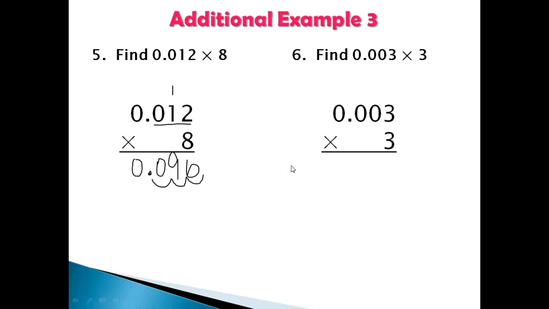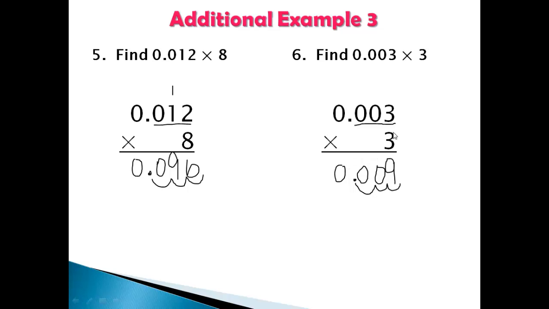Now for number 6, find 3 thousandths times 3. 3 times 3 is 9. I don't have anything left but zeros to multiply by, so I can go ahead and put my decimal point in. I need to move it over 3 places, so I'm going to move over 1, 2, 3, and in these spots I'm going to insert zeros. So I need a 0 here, and also a 0 here, and then a 0 in the front. So my answer would be 9 thousandths.